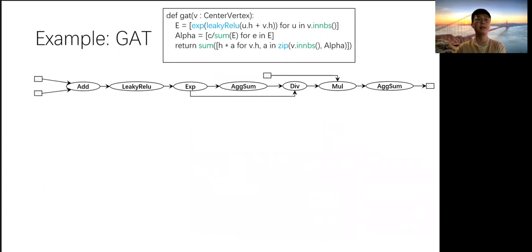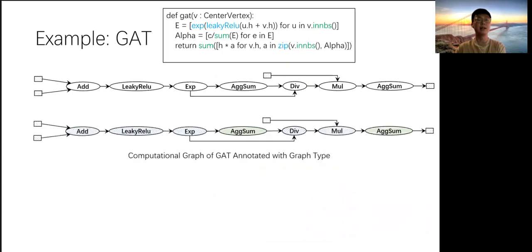We use GAT to illustrate. The computational graph of GAT is shown in the figure, where rectangles are input data and circles are the operators. The tracer additionally annotates each operator to denote where the operator is executed. For example, the add operator takes input from source and destination vertex. Therefore, it should be executed on edges. We denote its graph type as E.